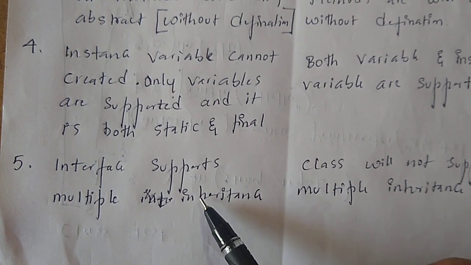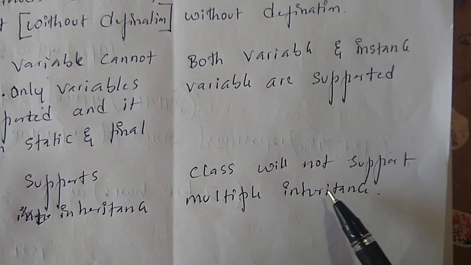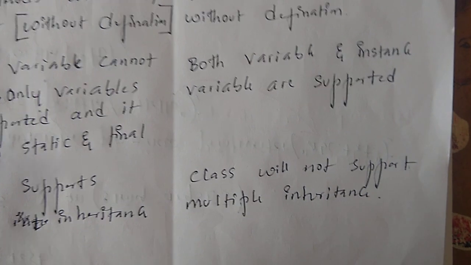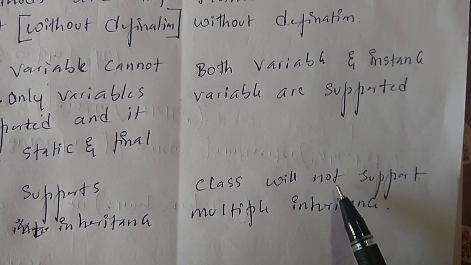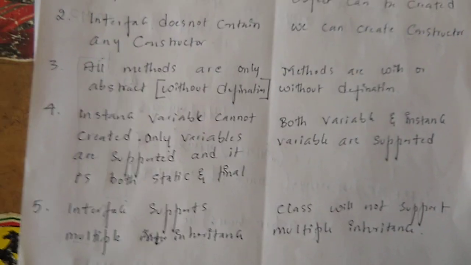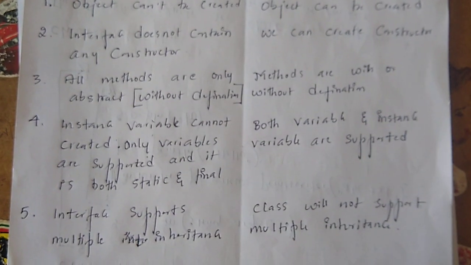I think you know what multiple inheritance is, and a class within Java will not support multiple inheritance. So C++ is going to support multiple inheritance, whereas Java will not support multiple inheritance. Okay. So these are the differences. Just copy these differences as they are. We'll see the remaining concepts in the next video.